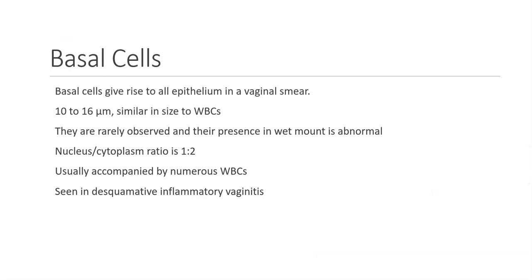In the vagina, basal cells give rise to all epithelium that will be present in a vaginal smear. They're very small, 10 to 16 micrometers, similar in size to white cells. They are rarely observed, and I couldn't even find a picture of one. And their presence in a wet mount is abnormal. The nucleus to cytoplasm ratio is 1:2. They're usually accompanied by numerous white cells, and they're seen in desquamative inflammatory vaginitis.